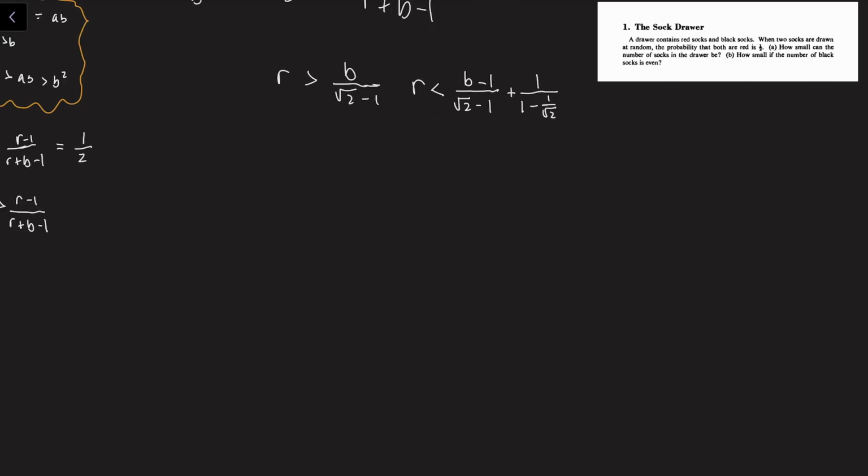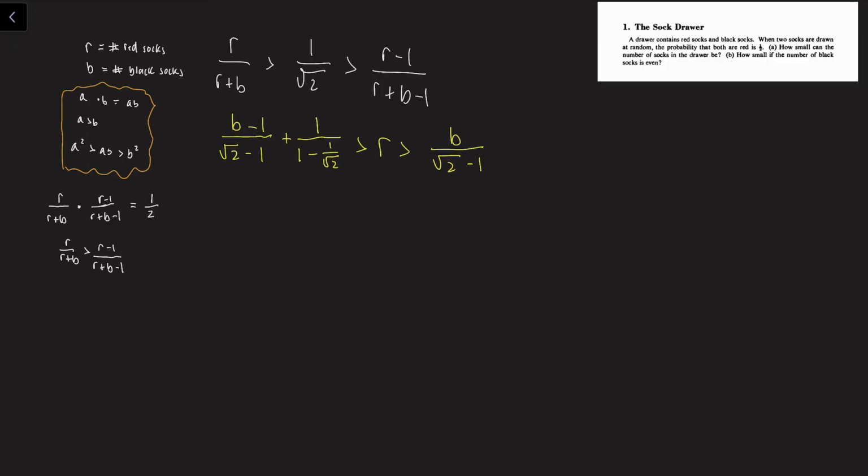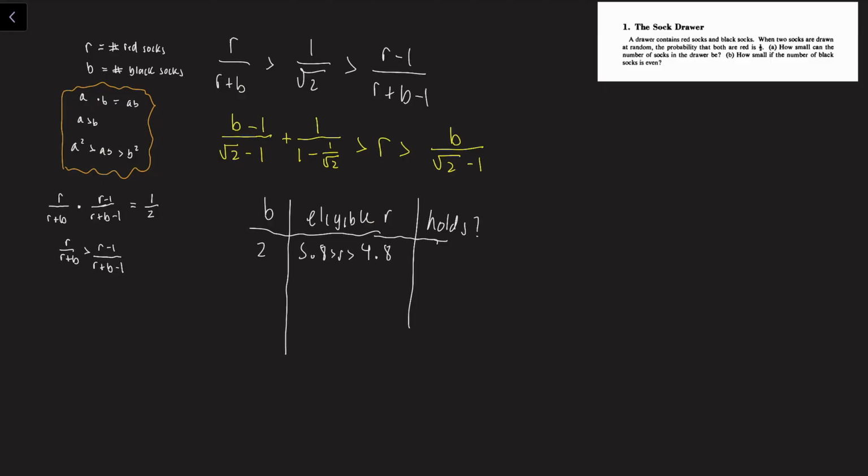So we're given the following inequality. This part, you probably will need a calculator. We'll start plugging in b values and then seeing which eligible r values we get, and then we're going to test if our equality holds. Okay, so we want to test even b values. So for b is 2, we get 4.8 and 5.8. So that means our eligible r would be 5, because that's the only integer in between those.